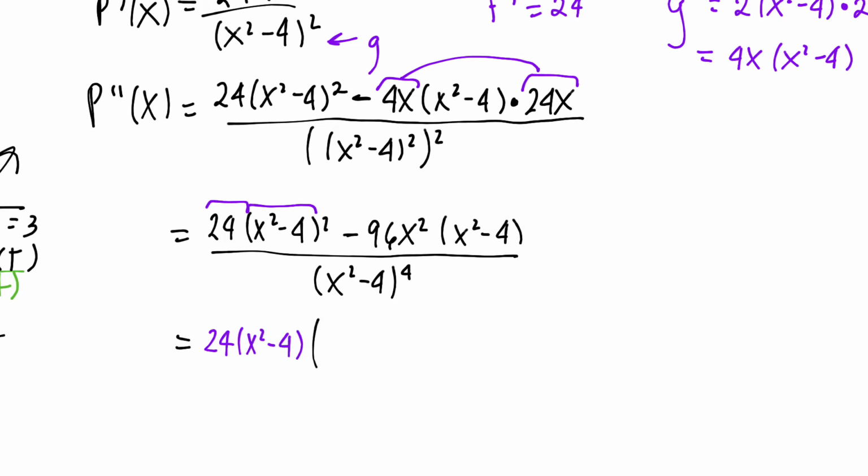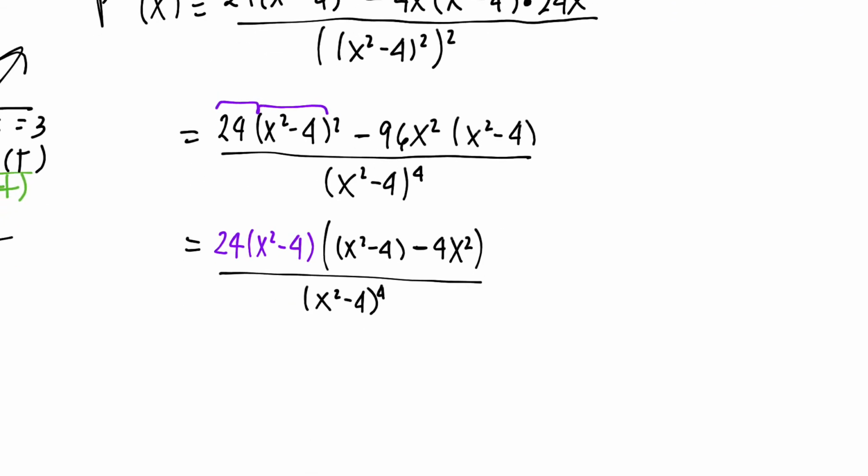When I do that, if I take his 24 away, that's gone. And if I take one of his x squared minus 4s away, I have an x squared minus 4 left, minus 96 divided by 24, which will give you 4. So he'll have a 4, and he'll still have the x squared. But you took away his x squared minus 4, so he won't have that anymore. All over (x squared minus 4) raised to the 4th.